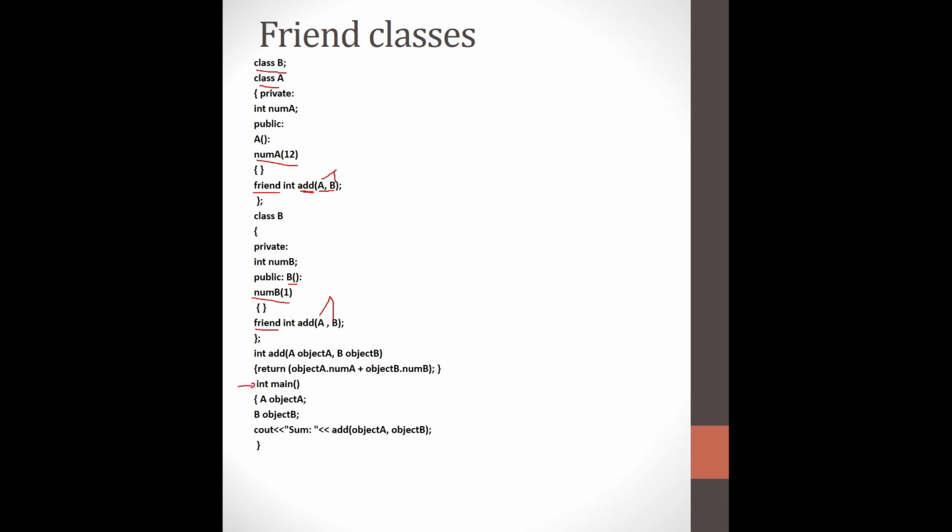So now in this case, it will automatically go to this particular function add, A object A, B object B. What are you doing here? Yes, you are going to add numA with numB. So your answer would be 12 plus 1, which is equal to 13.